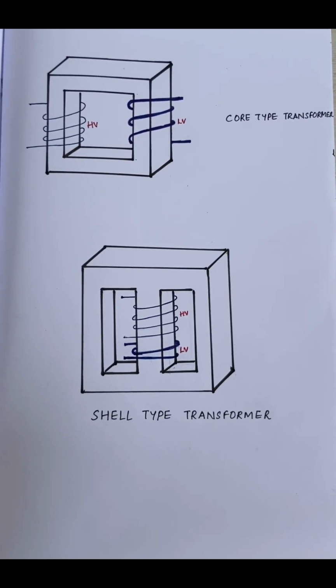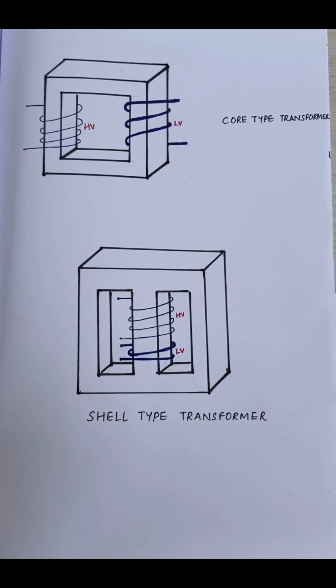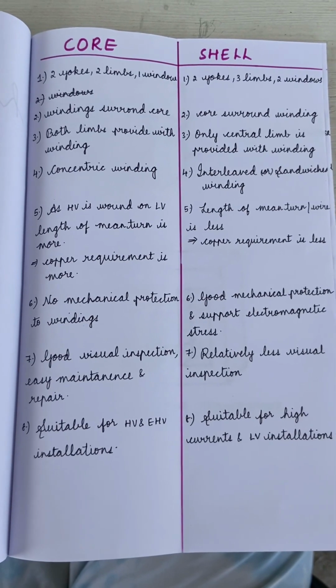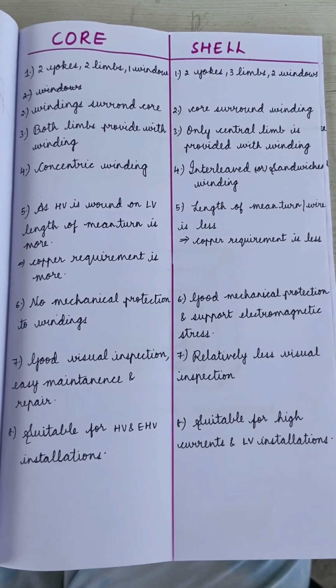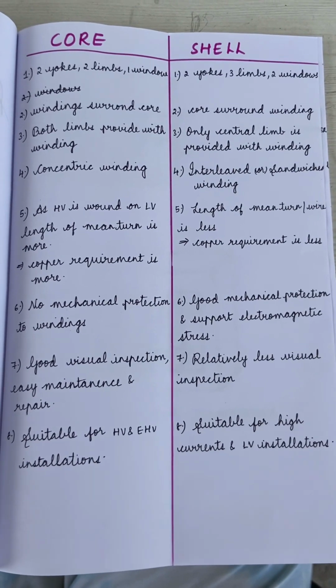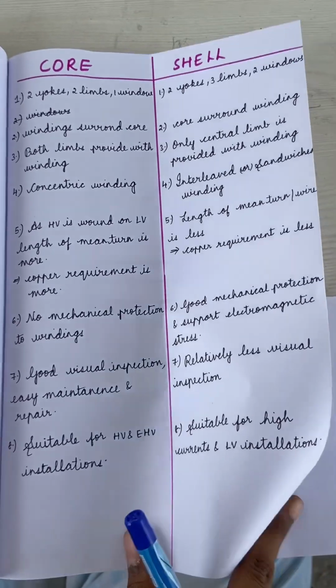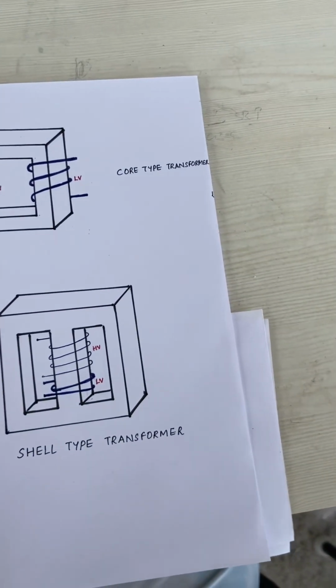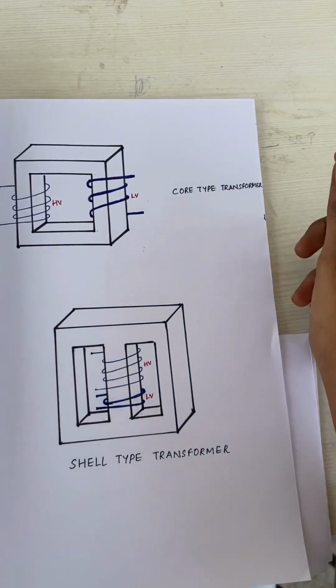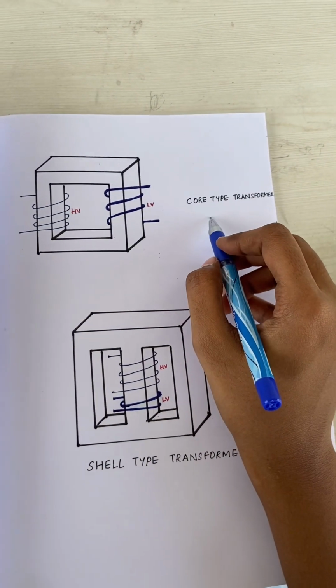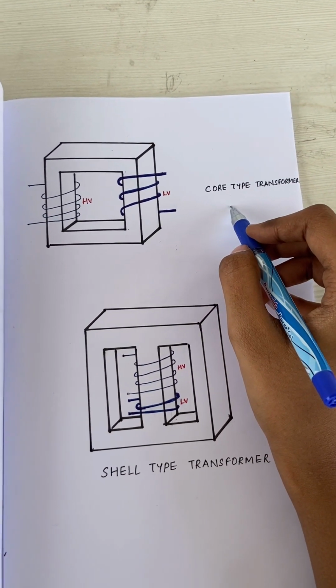Today's topic is the differences between the core type and the shell type transformers. Here come the 8 most important differences between a core type and a shell type transformer. Let me explain each and every point in detail. The first one is a core type transformer has two yokes, two limbs and one window.